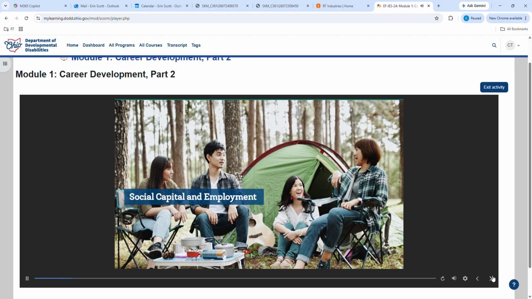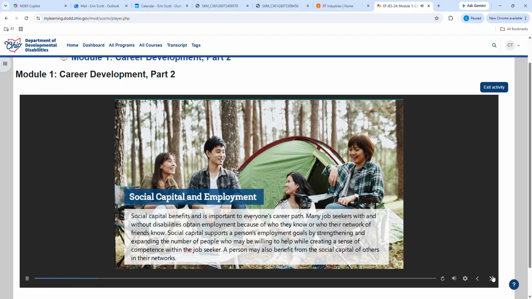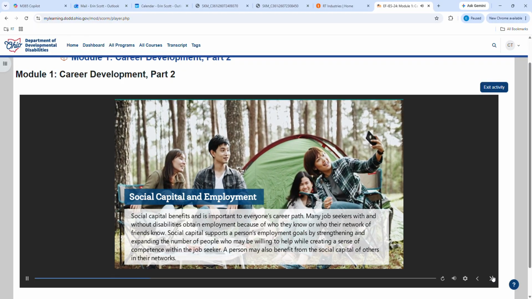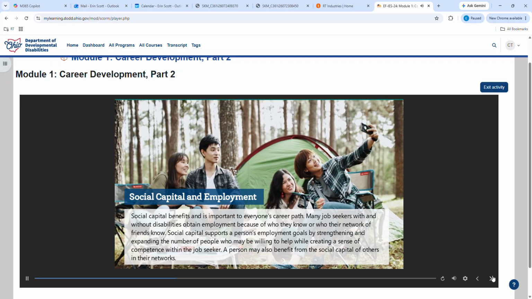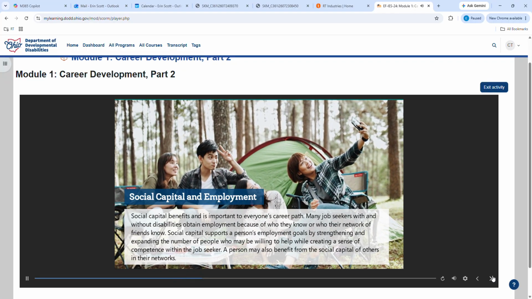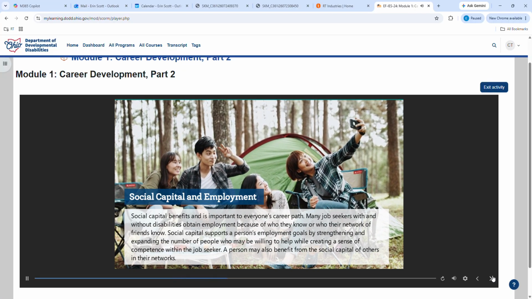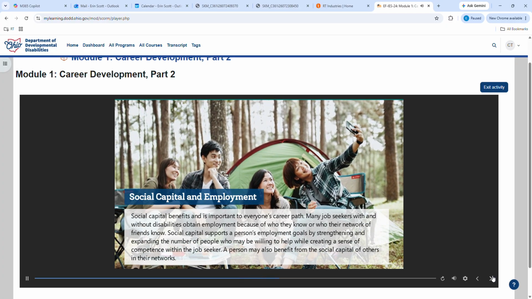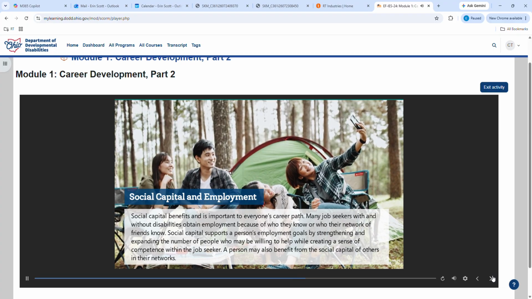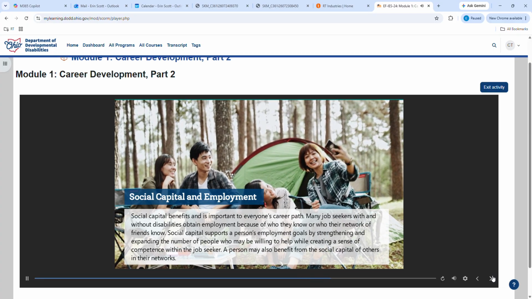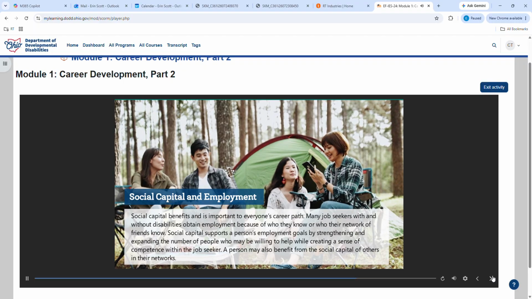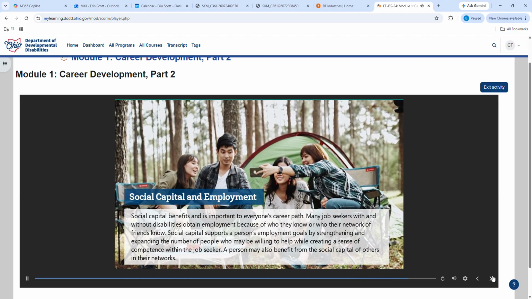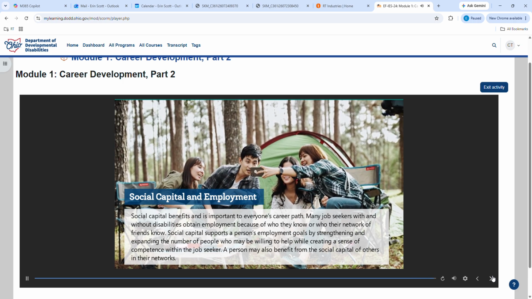Social capital and employment. Social capital benefits and is important to everyone's career path. Many job seekers with and without disabilities obtain employment because of who they know or who their network of friends know. Social capital supports a person's employment goals by strengthening and expanding the number of people who may be willing to help while creating a sense of competence within the job seeker. A person may also benefit from the social capital of others in their networks.